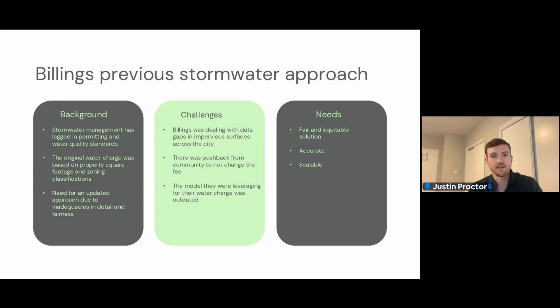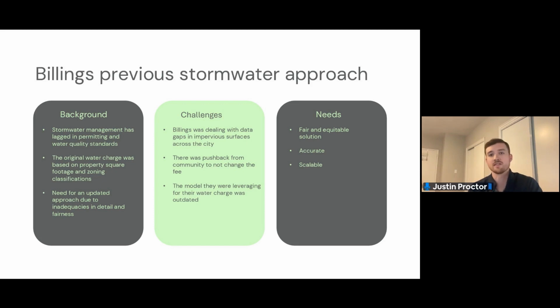So the city identified the need to modernize the stormwater program, and it needed a more fair and equitable approach that was backed by accurate data to calculate these fees. Anytime citizens hear about a new tax, they immediately have ill will towards it. I mean, fair, nobody likes a new tax. But a stormwater utility fee tax is a different one.